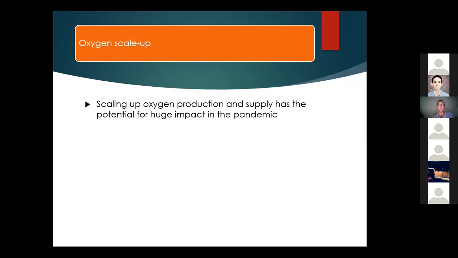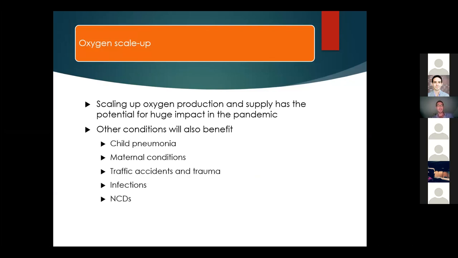So scaling up this production of oxygen definitely has a potential for huge impact in the pandemic. And we should also think that it will benefit many other conditions, not only COVID. Child pneumonia deaths, there's hundreds of thousands of those every year. Maternal conditions, very sick mothers need oxygen, traffic accidents, other trauma victims, all the different infections that are very common around the world, and the rising epidemic of non-communicable diseases. These patients, when they become acutely unwell, also need oxygen.